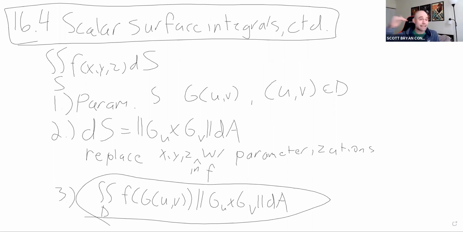So the process is exactly the same as with line integrals. I want to emphasize that, so that there's as little as possible that you have to keep in your mind at a time. It takes up as little space as possible in your brain. It's the same process, except dS is magnitude g_u cross g_v. You're still parameterizing the thing you're integrating over. You're still replacing x, y, and z with the parameterizations. It's just now dS is magnitude g_u cross g_v dA.